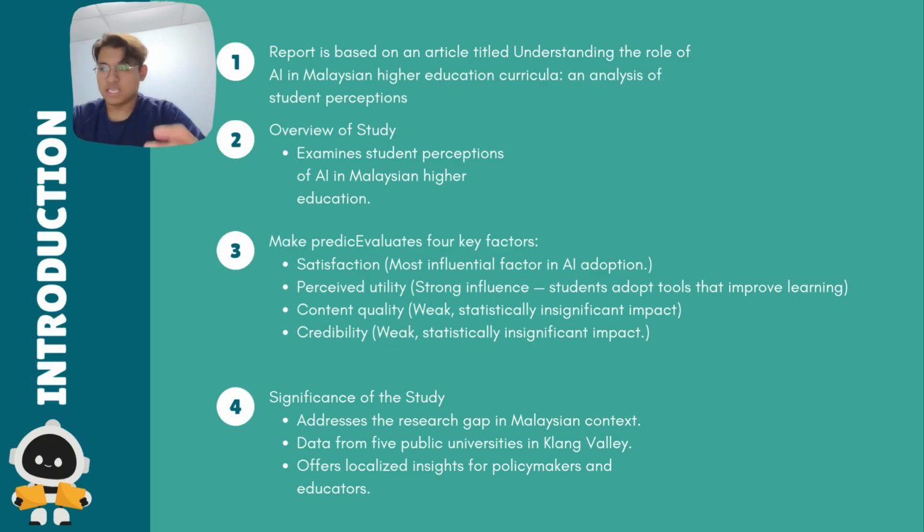There are four major key factors in this report. First is satisfaction, which is the most influential factor in AI adaptation. Perceived utility, which is a strong influence that helps students to adopt tools that improve learning. Content quality and credibility, which is a weak factor compared to the other two.